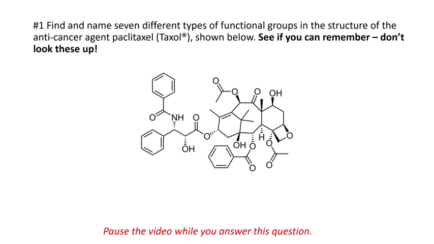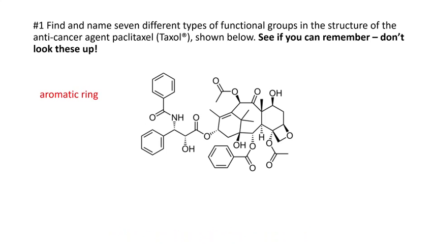Number 1, find and name 7 different types of functional groups in the structure of the anti-cancer agent paclitaxel, shown below. See if you can remember. Don't look these up. Pause the video while you answer this question. Okay, here we go.